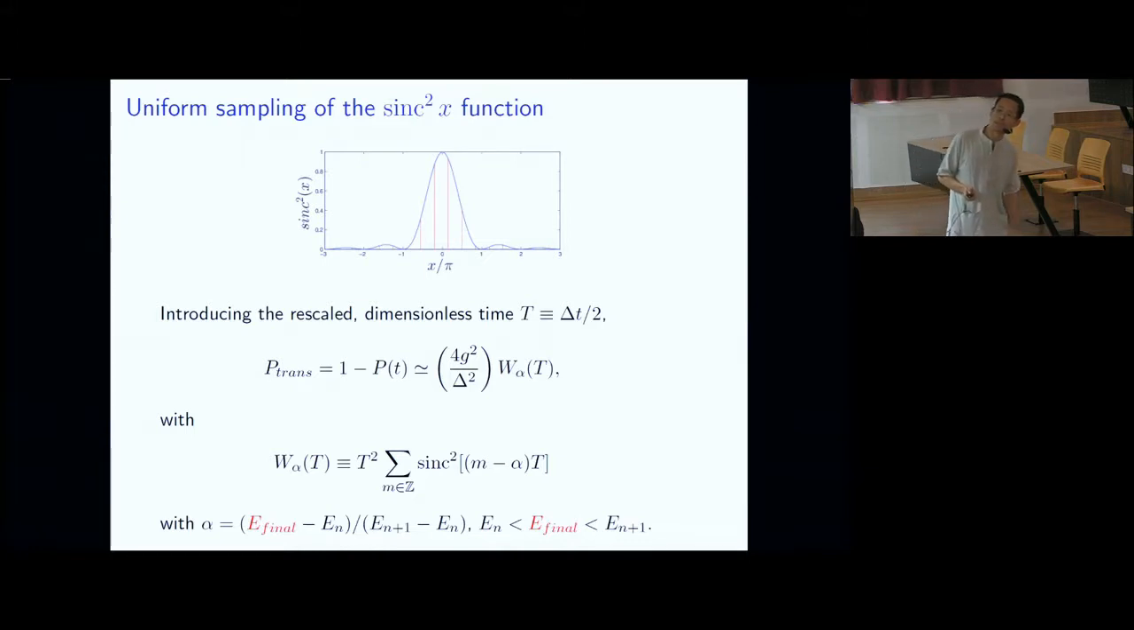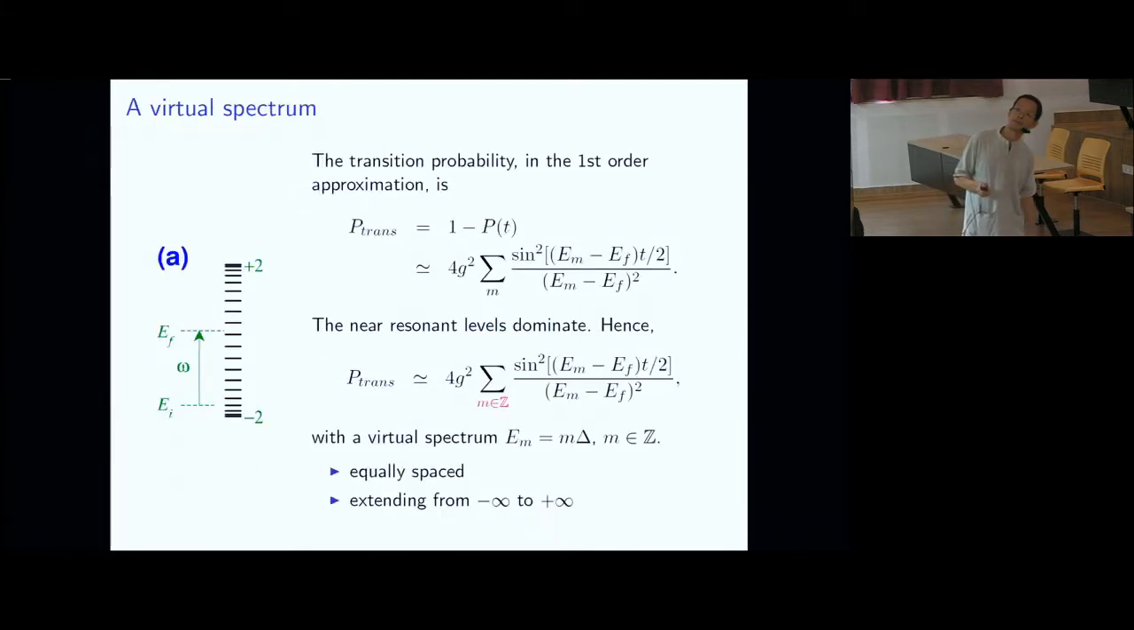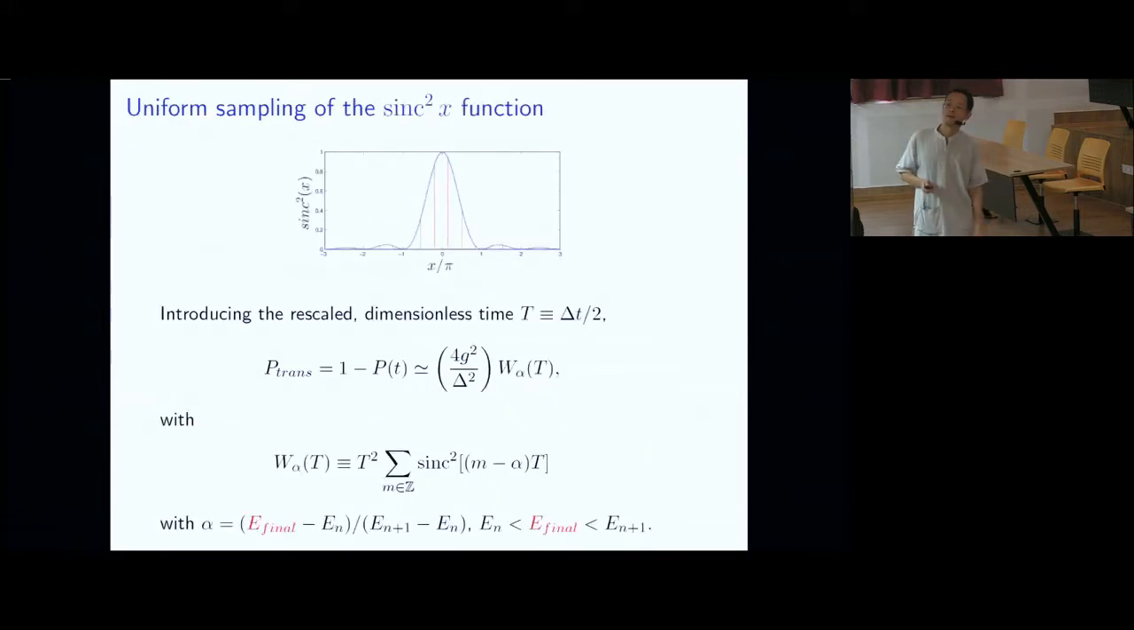The parameter alpha is defined here. Basically, it characterizes the location of EF in the spectrum. If alpha is 0.5, then EF is located in the middle of two energy levels. If alpha is 0, then EF is in exact resonance with some Bloch state. So here, the problem is to calculate the W alpha function.